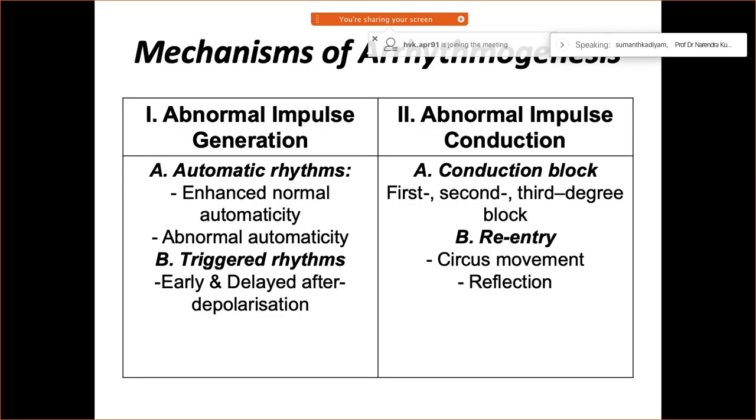So, what about the mechanism of such arrhythmias? What tends to happen in this arrhythmias? We all are aware that there are various mechanisms for the arrhythmogenesis. One of the mechanisms is abnormal impulse generation. Abnormal impulse generation can again further happen in different ways, in the form of automatic rhythm, otherwise triggered rhythm as well, in fact.